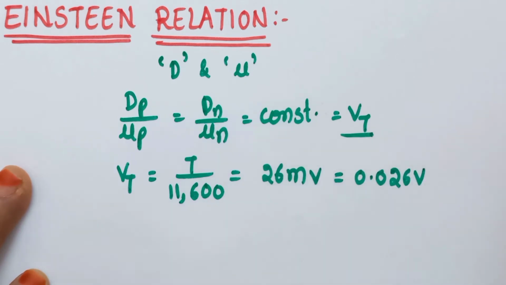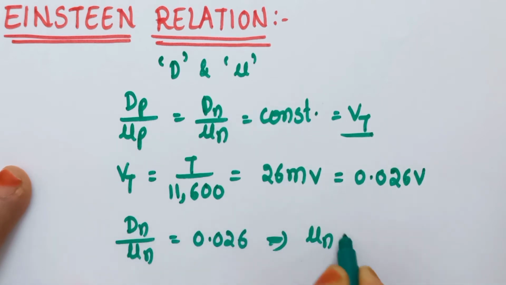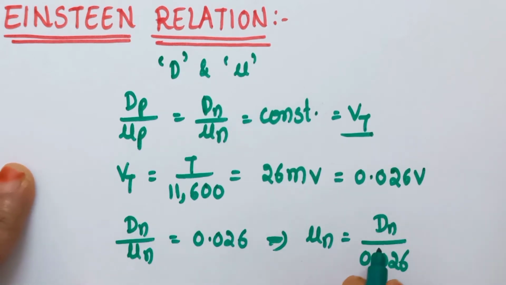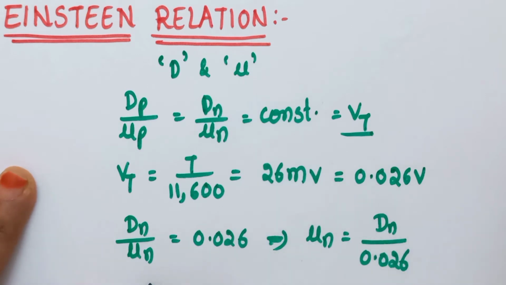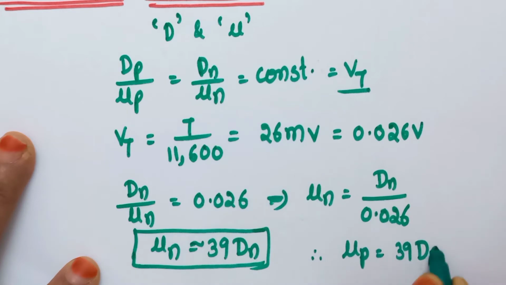or 0.026 volts. If we substitute this value in the above expression, we get Dn by mu n is equal to 0.026, or we can write it as mu n is equal to Dn by 0.026. By simplifying this, 1 by 0.026 can be written as approximately 39, so mu n is approximately 39 Dn. This is an expression for the mobility of electrons in terms of the diffusion constant of n type, that is Dn. Similarly we can write the expression for mu p as 39 Dp.